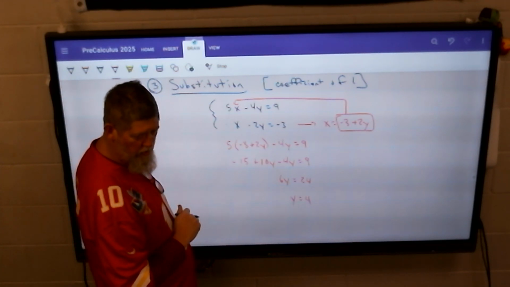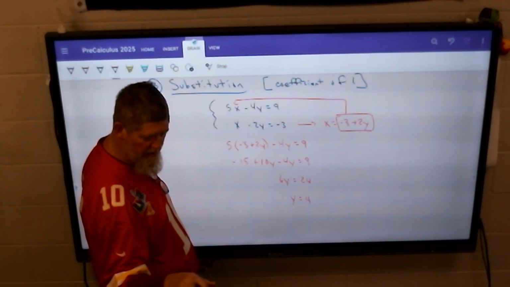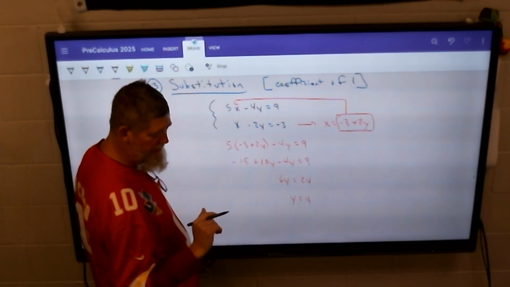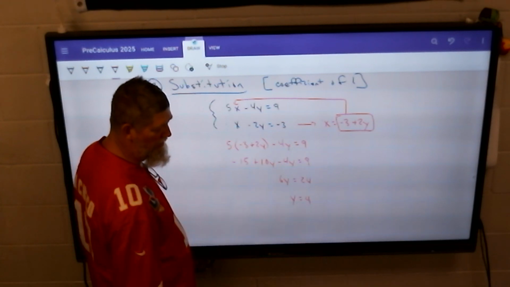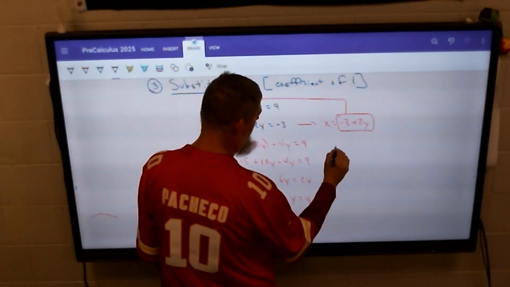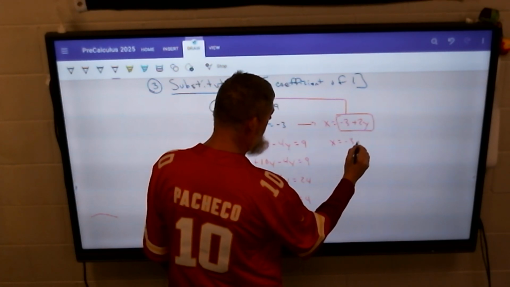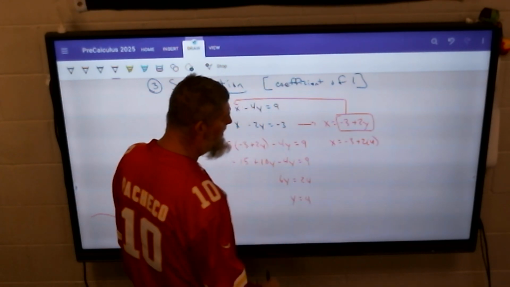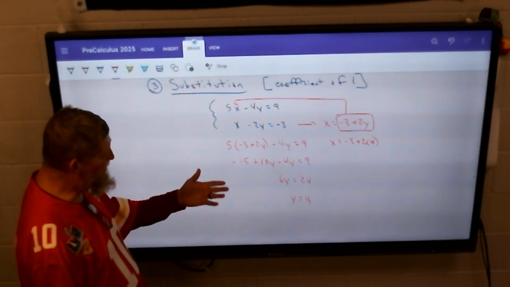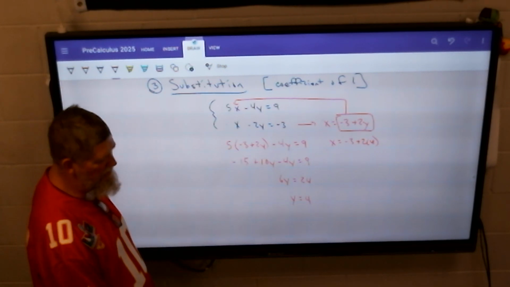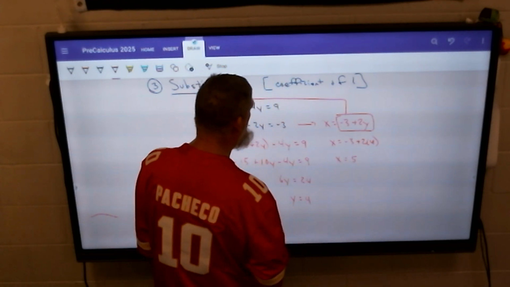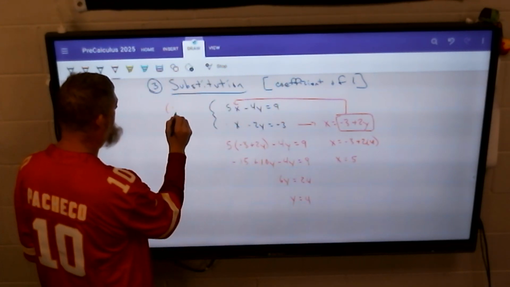Now, there is an easier one. Remember, mathematicians are inherently lazy. So which one's the easiest to go into? I already have x by itself, so just plug it into here. x equals negative 3 plus 2 times 4. If you plug it in anyplace else, then you have to do some extra math and solve. This one, you already have x by itself. So x is going to be equal to 5. So then I have my ordered pair, 5, 4.